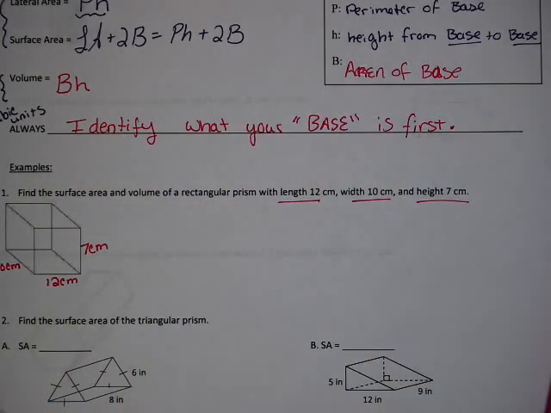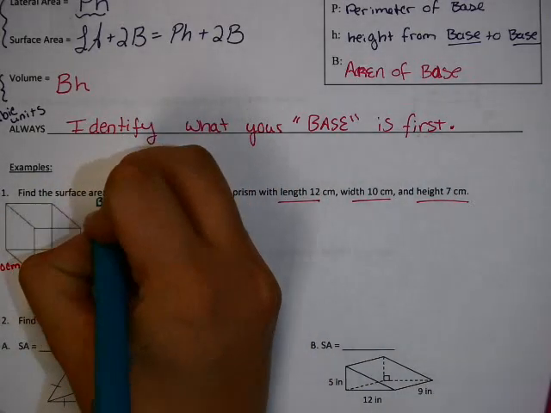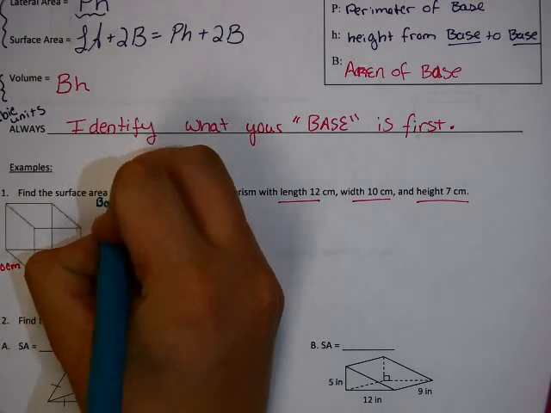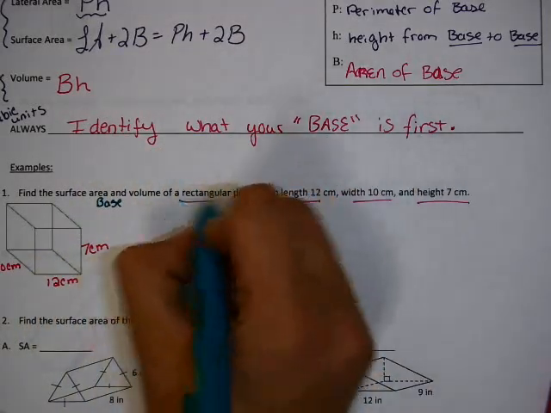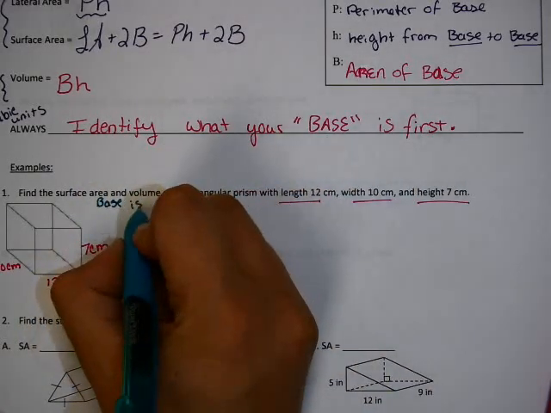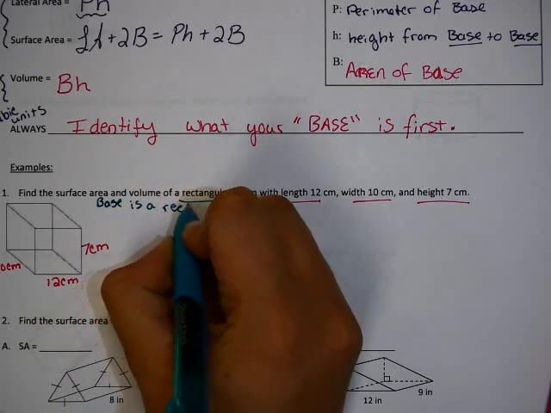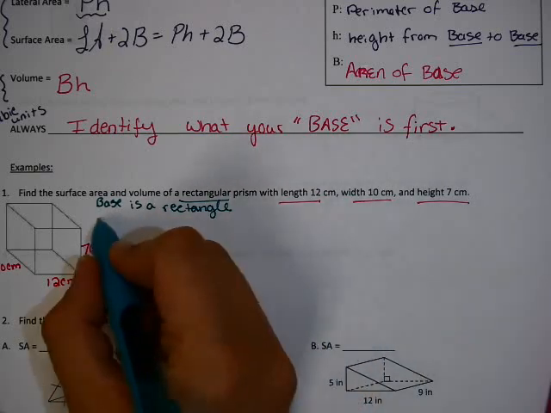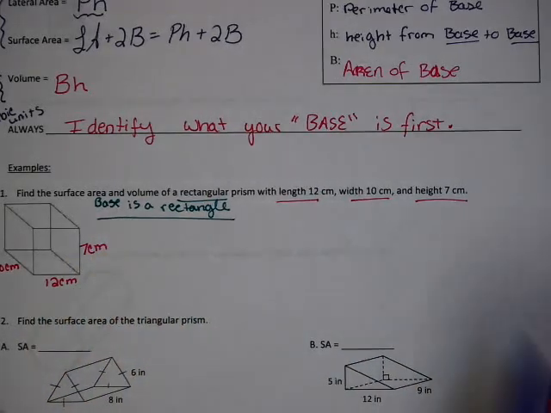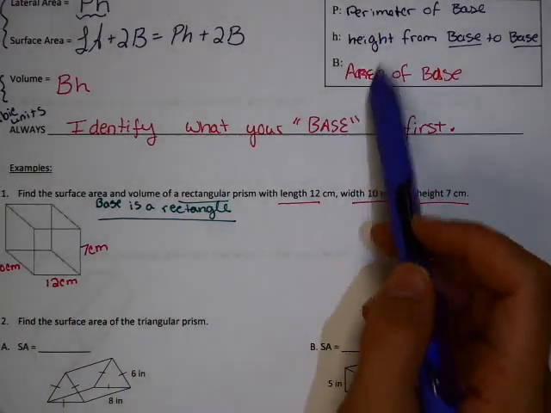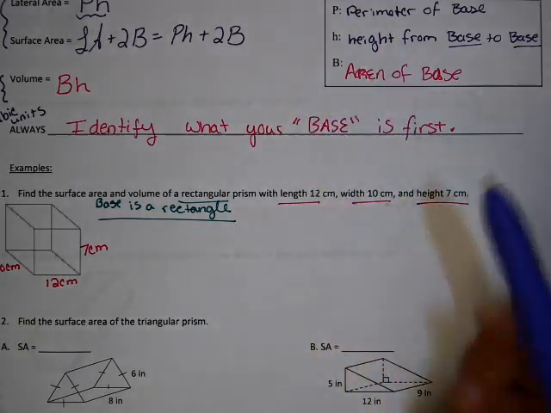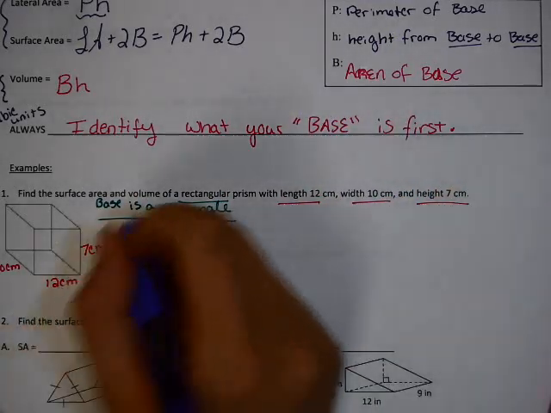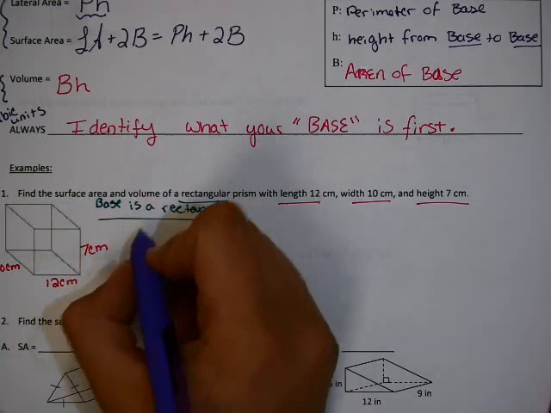So what is our base? Our base is a rectangle. So let's go through each one of these because we need to find these first before we find the lateral area and volume, and then surface area.